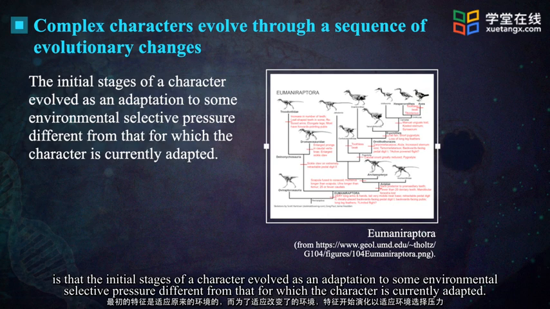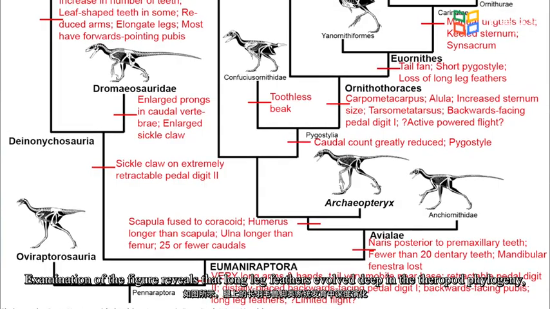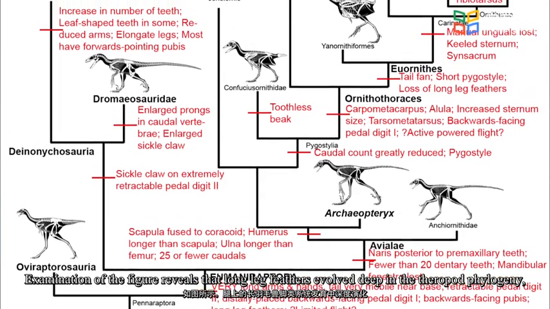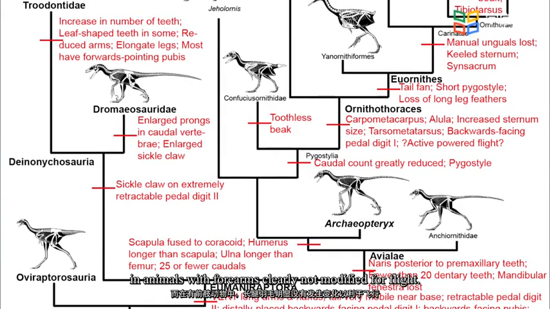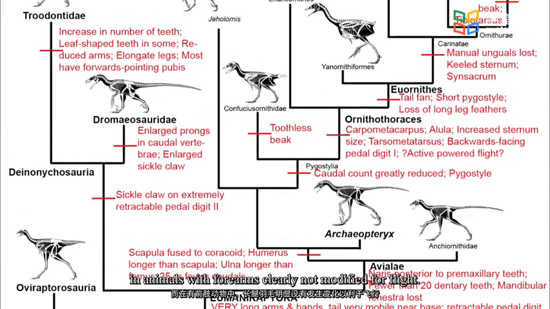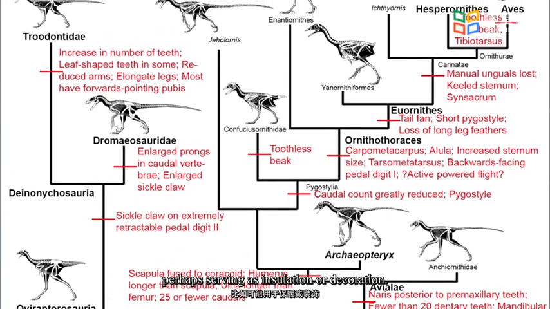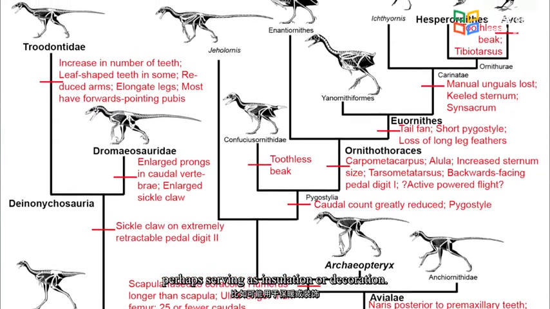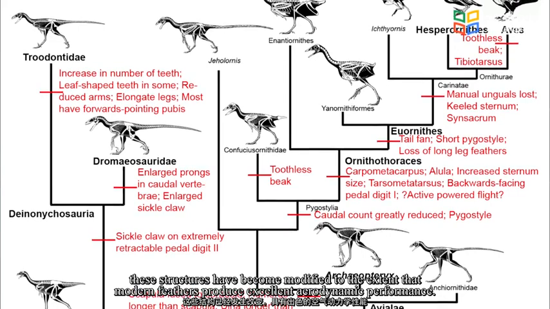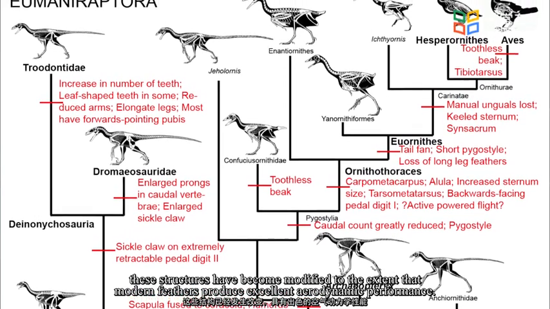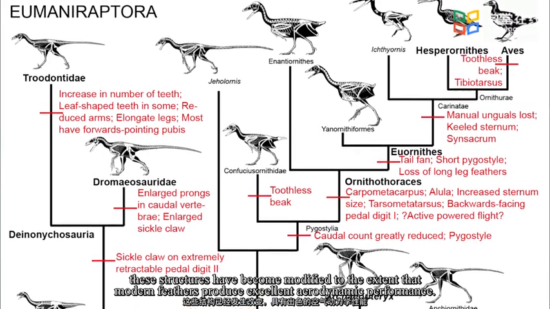One important finding often revealed by studies of the evolution of complex characters is that the initial stages of a character evolved as an adaptation to some environmental selection pressure, different from that for which the character is currently adapted. Examination of the figure reveals that long leg feathers evolved deep in the theropod phylogeny, in animals with forearms clearly not modified for flight. Therefore, the long leg feathers must have evolved for some other reason, perhaps serving as insulation or decoration. Through time, these structures have become modified to the extent that modern feathers produce excellent aerodynamic performance.